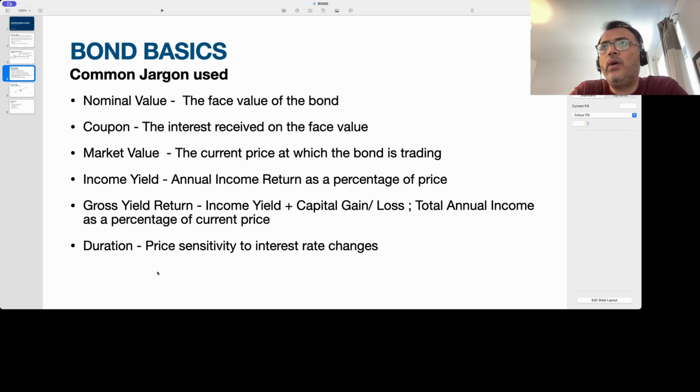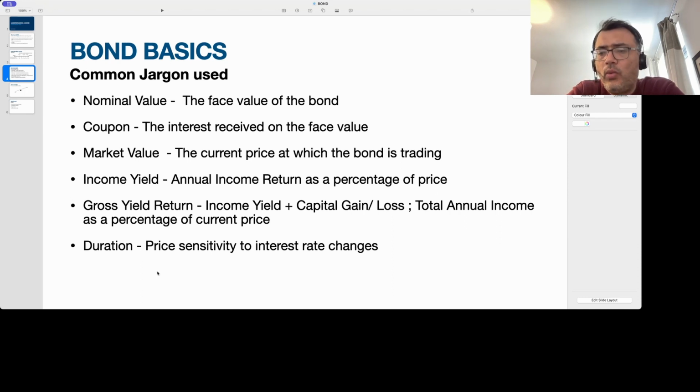Income yield, that's a new one. So what is yield here? It's basically the income that has been generated on that particular bond. So it's an annual income return as a percentage of the price of the bond. And what is gross yield return? It's the income yield plus the capital gain or loss that I just discussed. So the total annual income is a percentage of the current price of the bond.